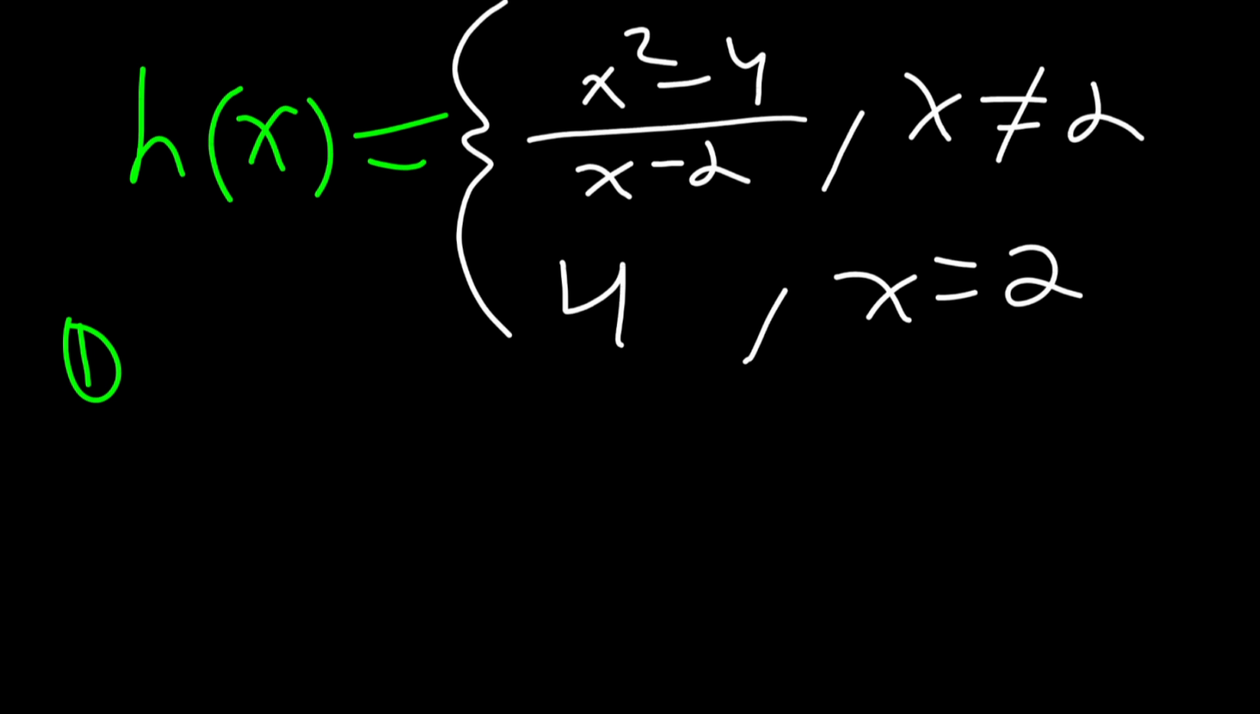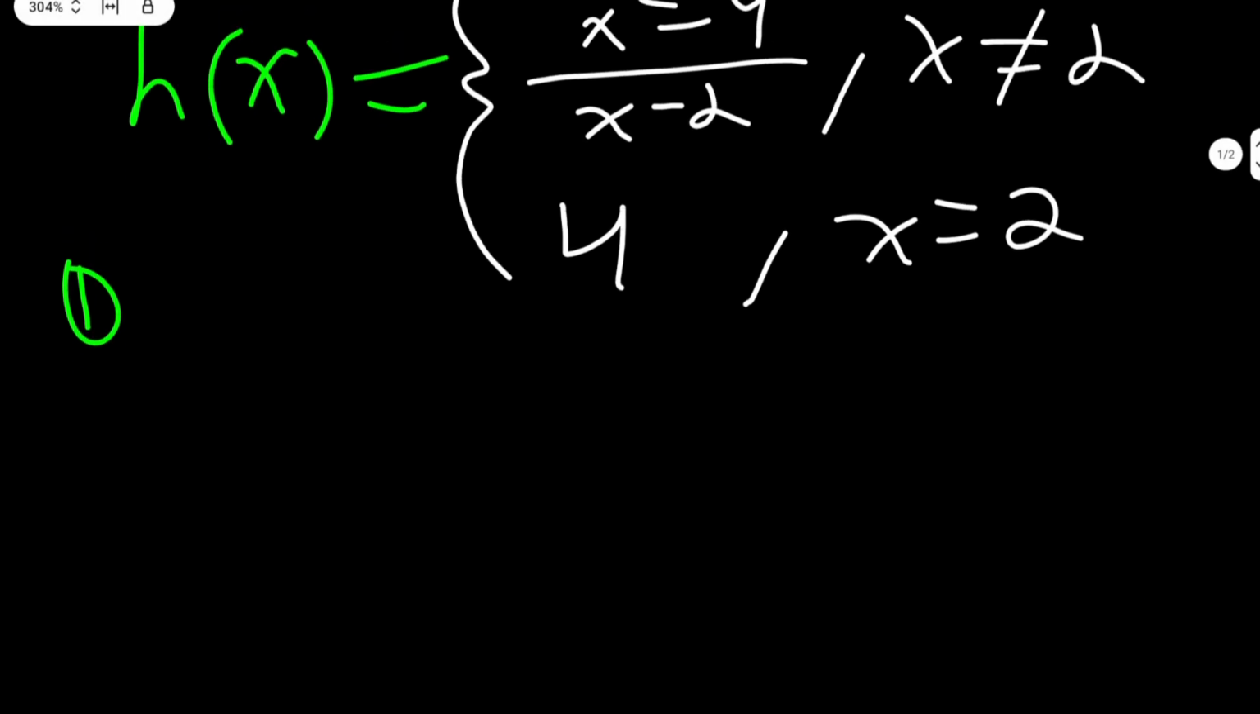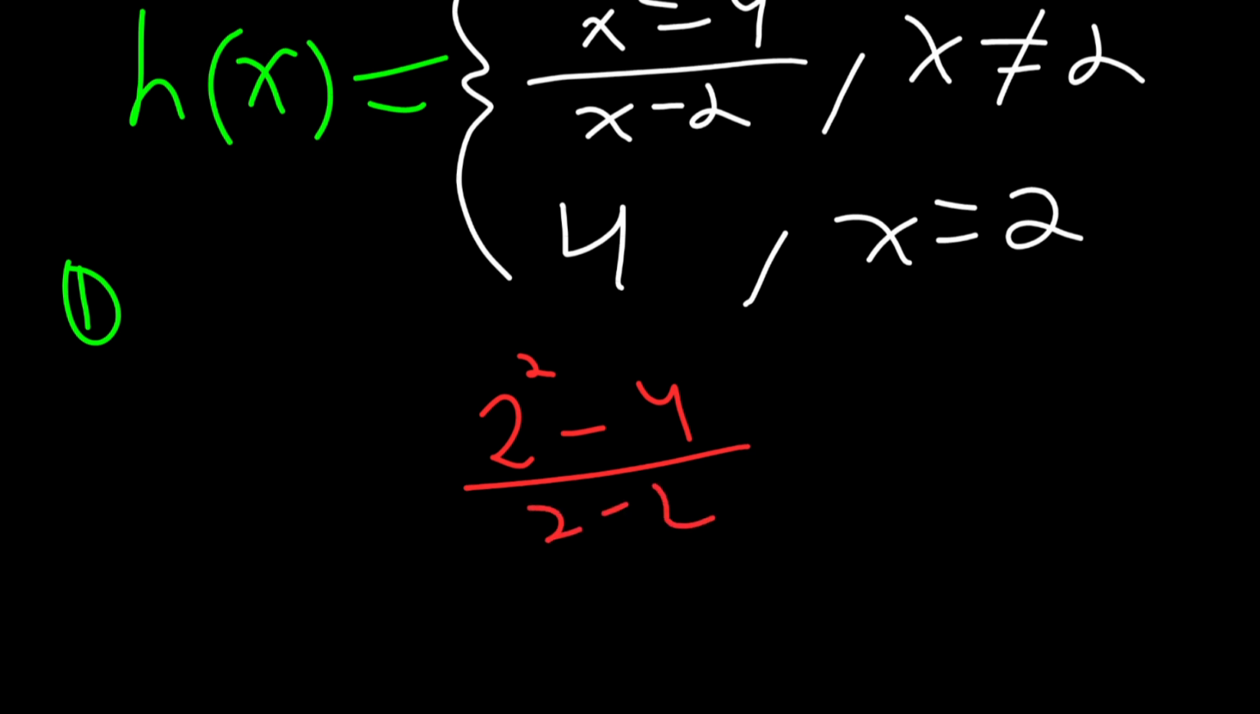Condition 2. The double-sided limit exists. If I approach 2 from both sides, x is not going to equal 2, so therefore I have to plug in 2 to this rational expression. So let's plug in 2. And we're going to get 2 squared minus 4 over 2 minus 2. That's an indeterminate form, right? It's going to be 0 over 0.